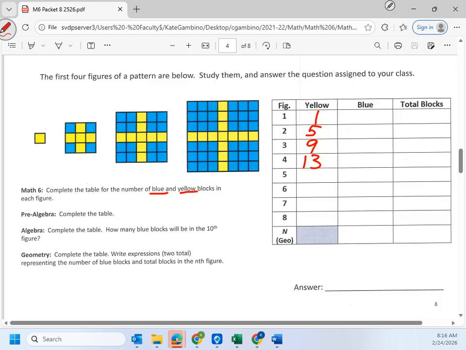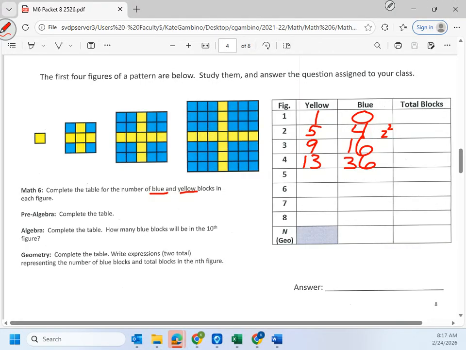So you can continue it on down to the bottom. Now let's look at our blue. There are 0 blue in the first figure. Then we have 4 blue, 16 blue, 36 blue. Are we starting to see my favorite numbers? Vinny, how did I get 4? Using my favorite number. Yeah, which one? Yeah, 2 squared.